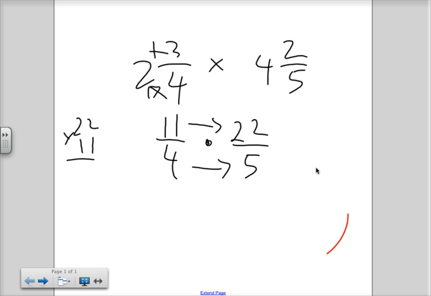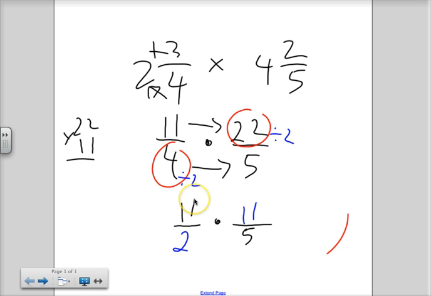And then I realized something. Look at 22 and 4. They have a common divisor of 2. You see it? So because they have a common divisor of 2, I can divide both by 2. That will become what on top here? 11. And the bottom is? 2. So now if I rewrite my problem again, this is what I see.